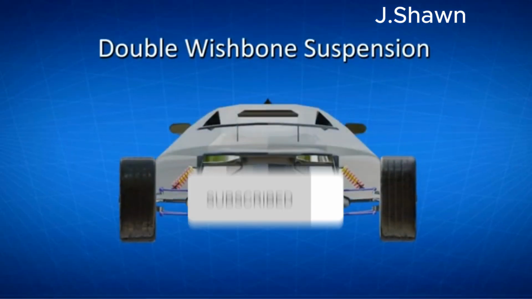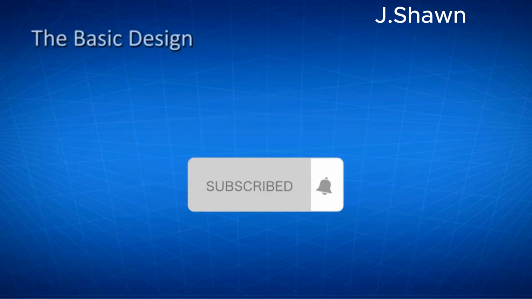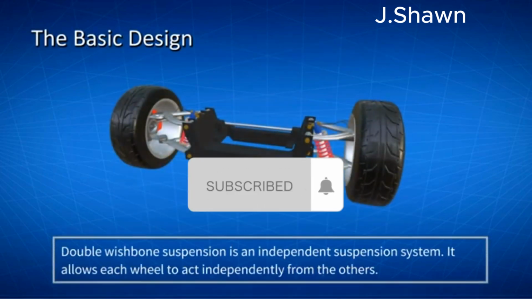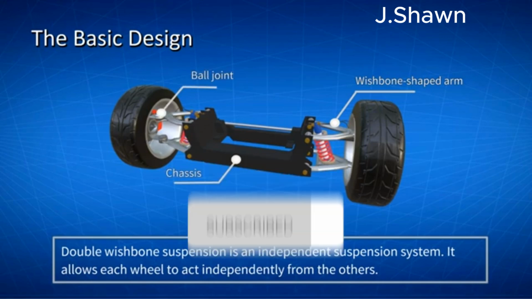Double wishbone suspension. The basic design. Double wishbone suspension is an independent suspension system. It allows each wheel to act independently from the others. This is accomplished by two wishbone-shaped arms, also called double A arms, that are located between the steering knuckle and the chassis. The upper and lower control arms have ball joints at both ends, to enable movement in all directions.